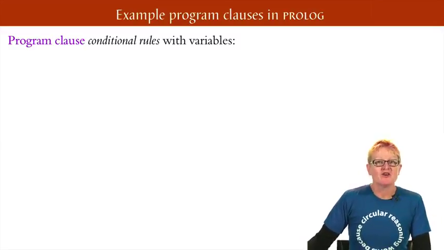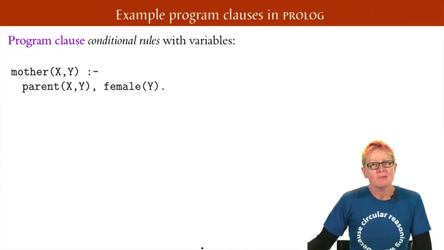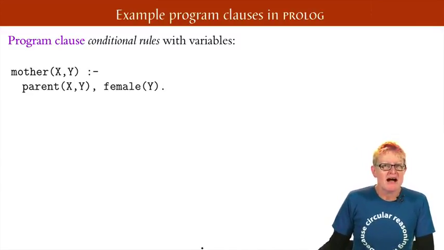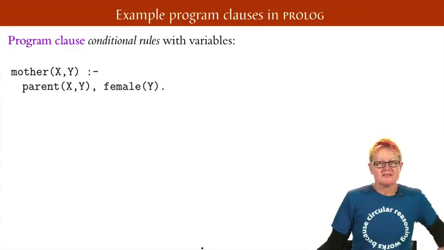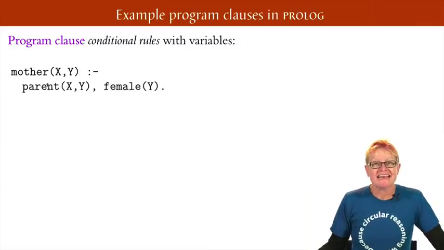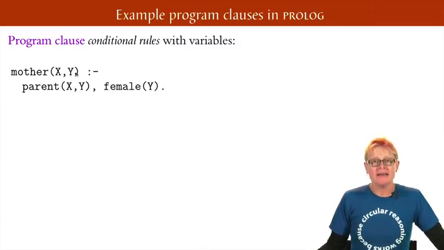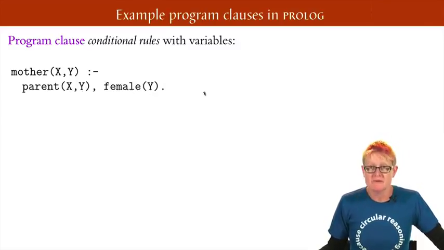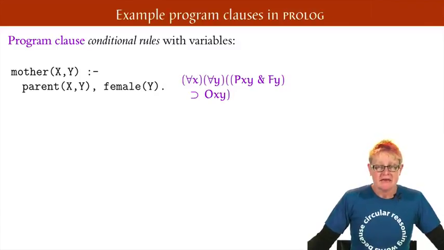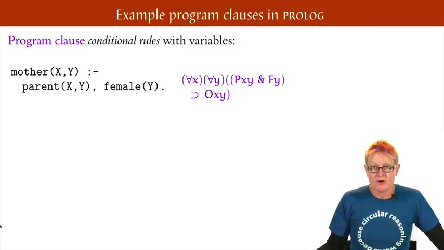So this is where universally quantified program clauses come into play. In PROLOG, variables are marked by starting with a capital letter. This program clause says that for all ways of instantiating the variables x and y, the mother of x is y if a parent of x is y and y is female. And here is the corresponding universally quantified logic formula for this program clause.